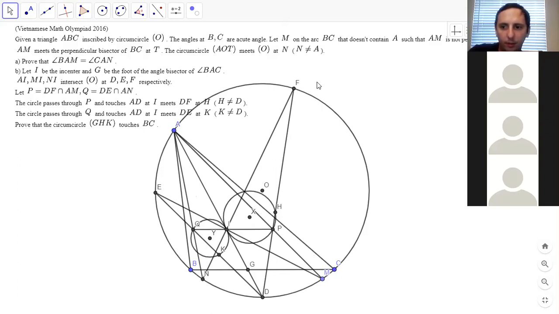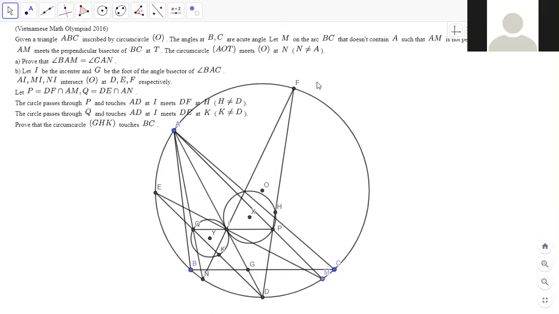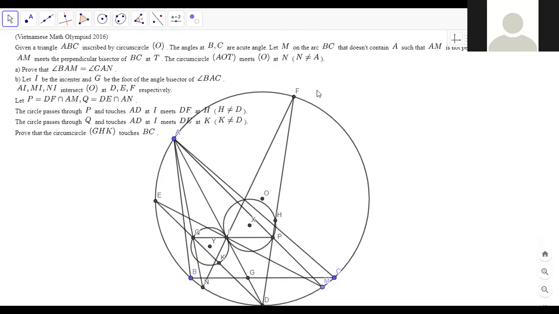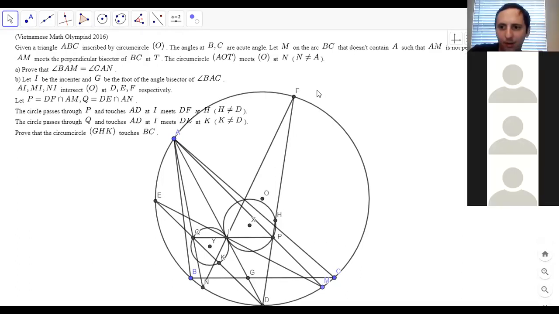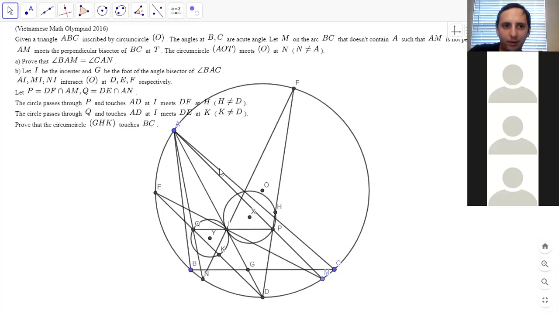All right, looks like Anmol is joining us. Hey Anmol, it's been a little while. Thanks for joining. So we are on our second problem from the Vietnamese Math Olympiad. And these are some really nice but tricky problems. Each of them has two parts. We started on this one. We solved part A already. And for part B, we made a little bit of progress, but we're still working through it.